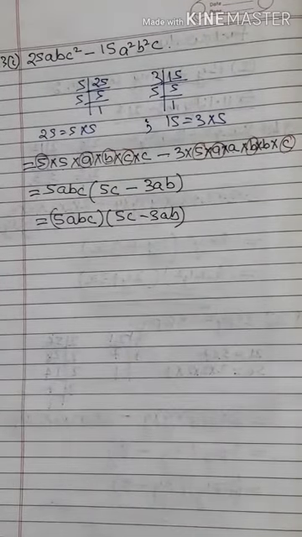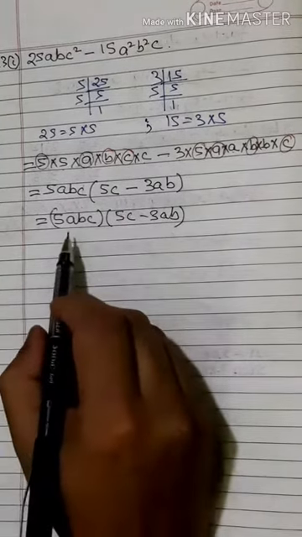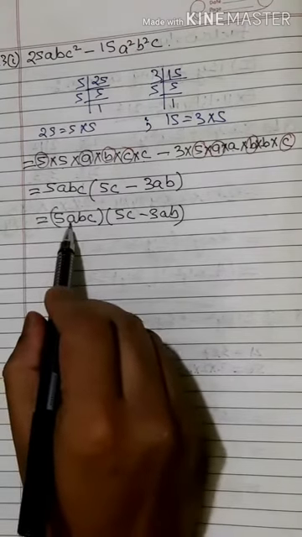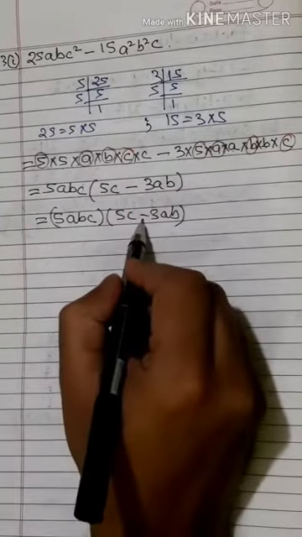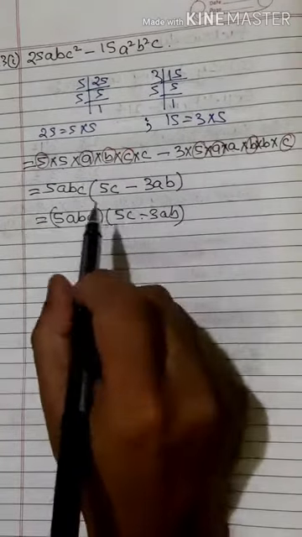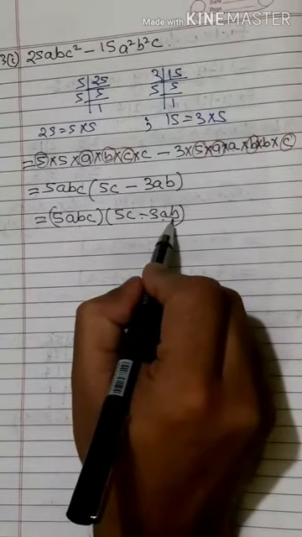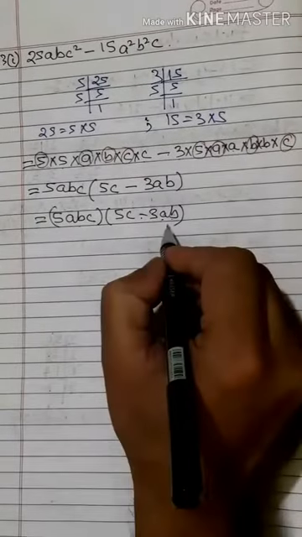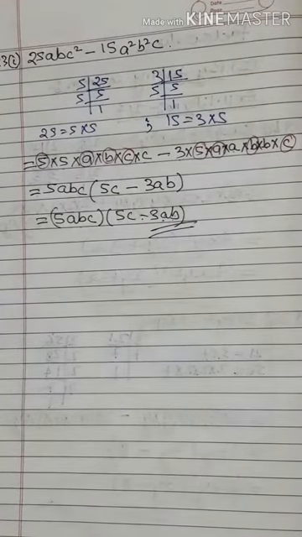If we wish to check our answer, it's very simple. We'll multiply both the brackets, and this should fetch us the question back. Let us check. abc into c, abc square. Then we have a minus. Then 5 3s are 15, a into a square, b into b square, and then the c. So 15 a square b square c. So that will be our final answer. This is the way we factorize a polynomial by taking common.